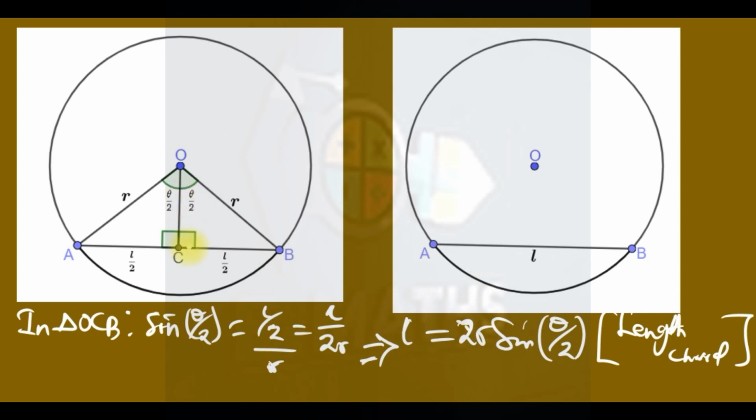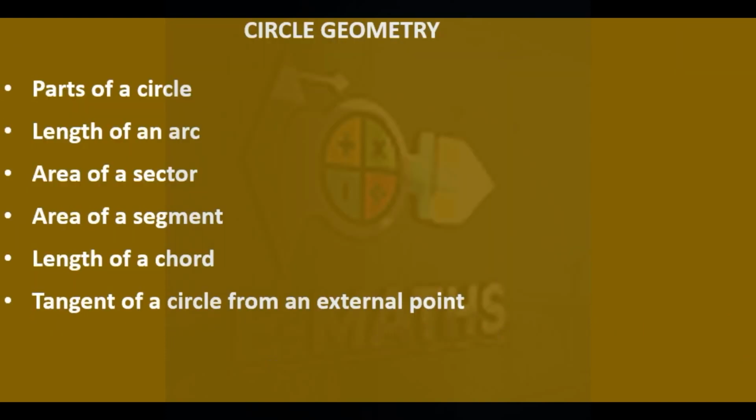So that's it. Okay, let's look at external segment. That's what we have done, just remaining this. So let's look at tangents of a circle from an external point. After we solve, we'll solve general questions on this.